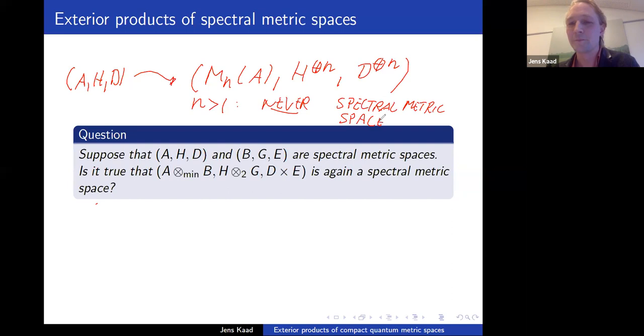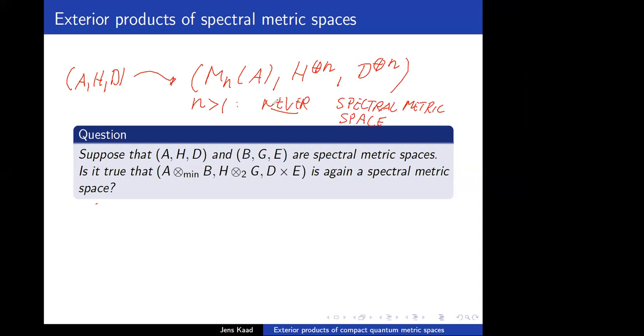Disappointing, but when you just tensorize with n-by-n matrices, even if you start with a spectral metric space, you will never get a spectral metric space. And why not? It's because if you have a spectral metric space, you actually know something about the kernel of your seminorm. You know that this kernel has to agree exactly with the scalars. But when you have tensorized with n-by-n matrices in this fashion, the kernel of the seminorm coming from this diagonal operator will at least contain n-by-n matrices with scalar entries, which is too big. So it's never going to be a spectral metric space.